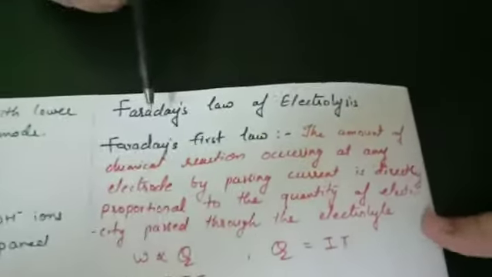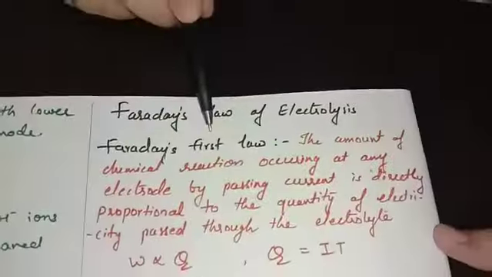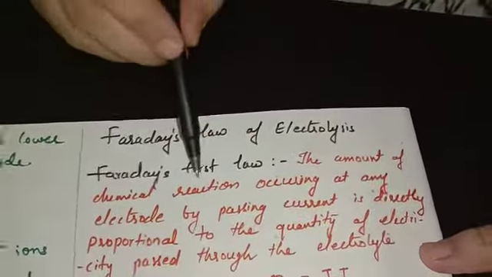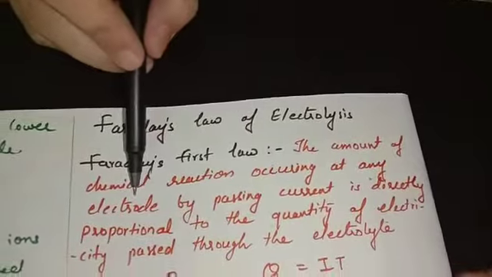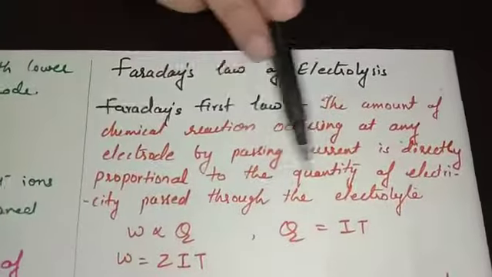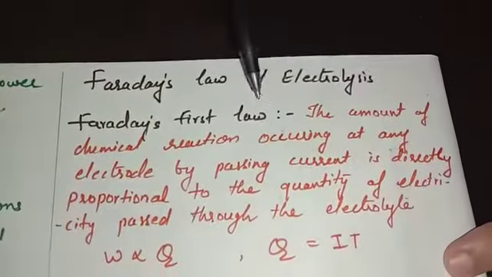The chapter is electrochemistry and today's topic will be Faraday's law of electrolysis. There are two laws, Faraday's first law as well as Faraday's second law. Coming to the topic, Faraday's first law: according to it, the amount of chemical reaction occurring at any electrode by passing current is directly proportional to the quantity of electricity passed through the electrolyte.